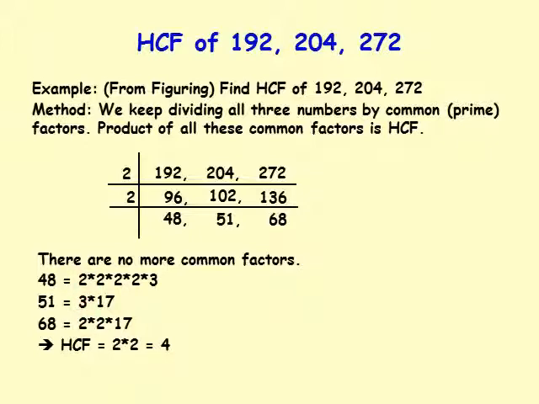So these are the two common factors we have, and our HCF is the product of these two factors, 2 times 2. So HCF is 2 times 2, which is 4. The HCF of 192, 204, 272 is 2 times 2, which is 4. Let us continue from here.